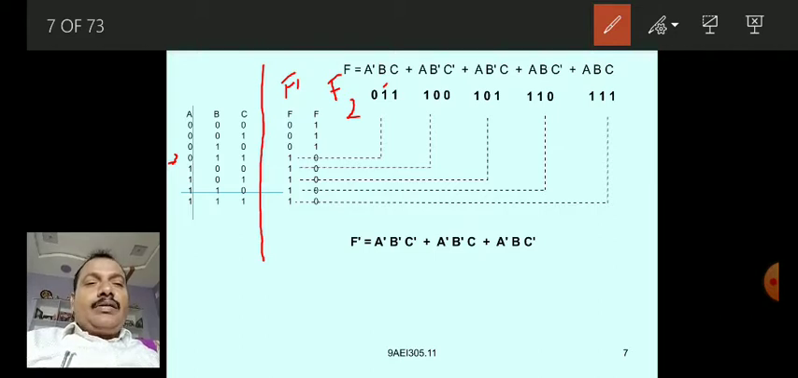For all other combinations of ABC, that is for 000, the f1 output is 0, and for 001 the f1 function is 0, for 010 it is 0. So we want to write minterms. Minterm is a product, so its value always will be 1.